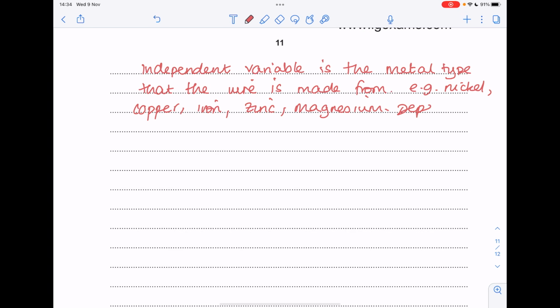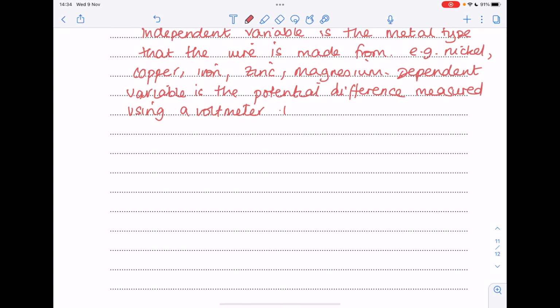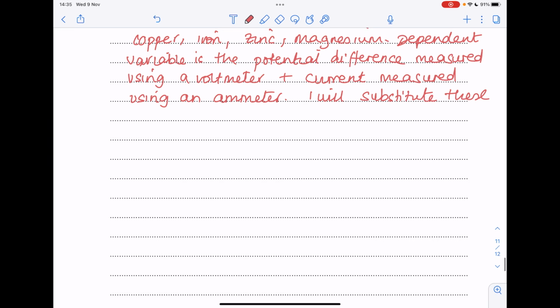Next up, your dependent variable is the potential difference measured using a voltmeter and current measured using an ammeter. I will substitute these values into the equation. Resistance is potential difference divided by current to find resistance, which is after all what the investigation calls for. What about our control variables?